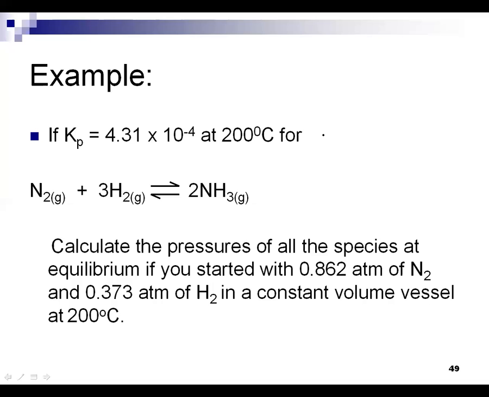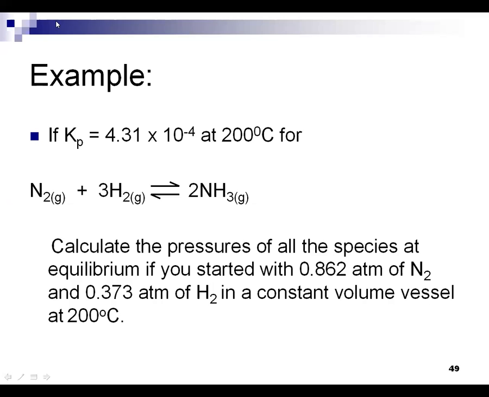I'm just going to move some boxes out of the way so maybe I can see. Scribble down some things real quick here. So here we have 0.862 of the N2 and 0.373. And in this problem, they gave us the pressures and they gave us the Kp, which is 4.31 times 10 to the minus 4.